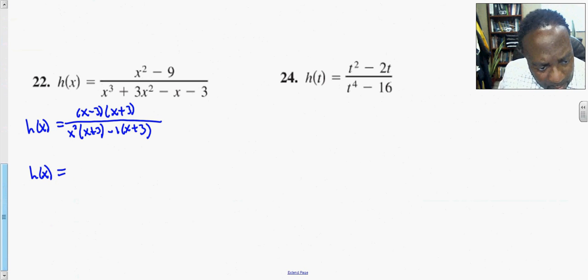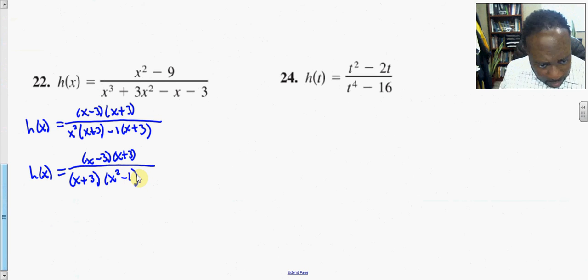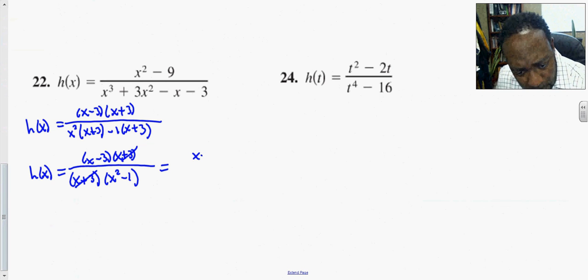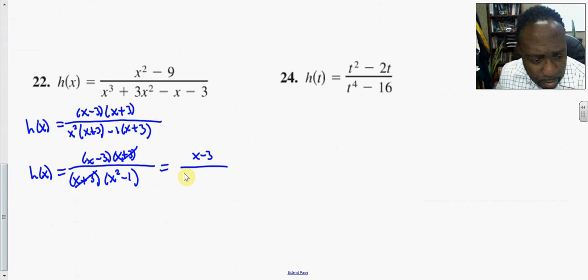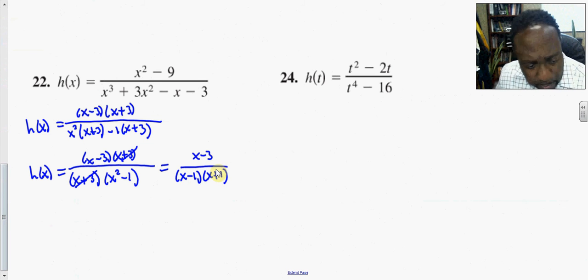So h of x is equal to x minus 3 times x plus 3, and it's all over x plus 3 times x squared minus 1. The x plus 3 will cancel out. Notice you can factor again. So we get x minus 3 all over x minus 1 times x plus 1.